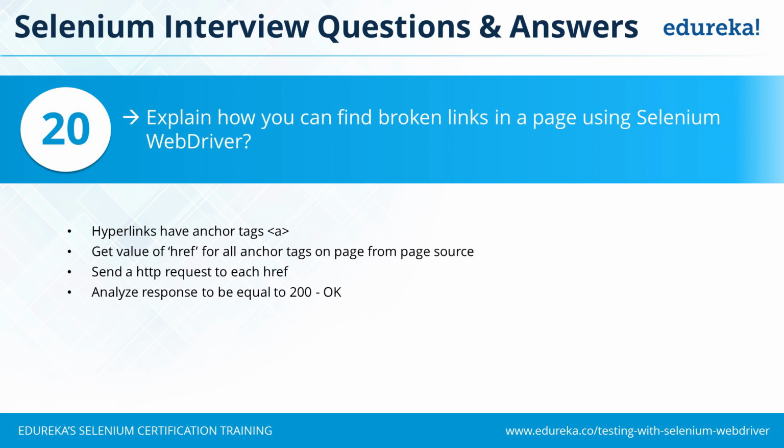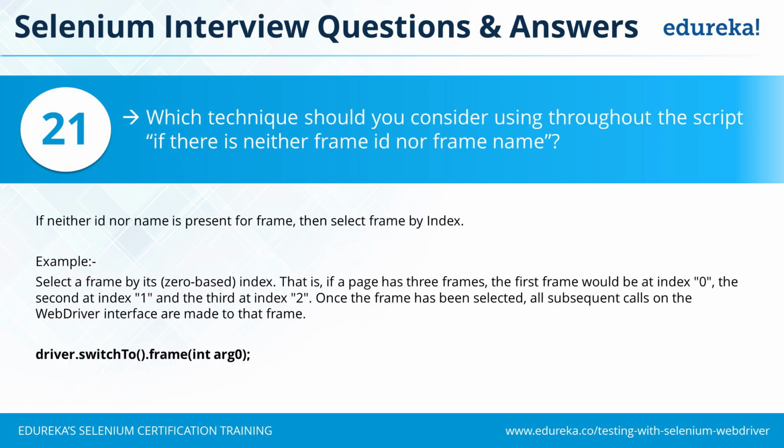So this is how you can approach this question and just get all the links which are working and links which are not working. Next, which techniques should you consider using throughout the script if there is neither frame ID nor frame name?